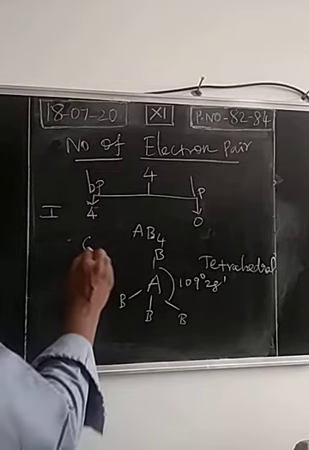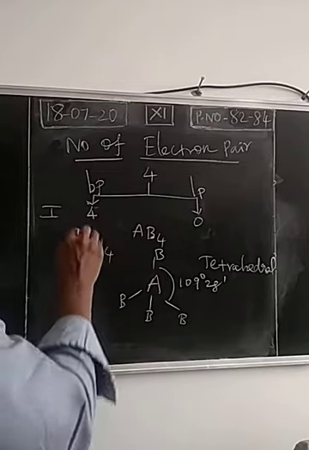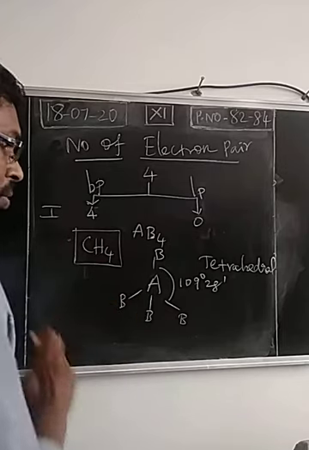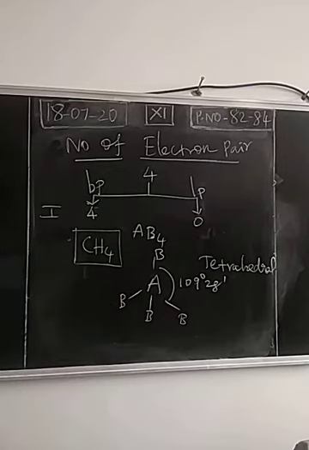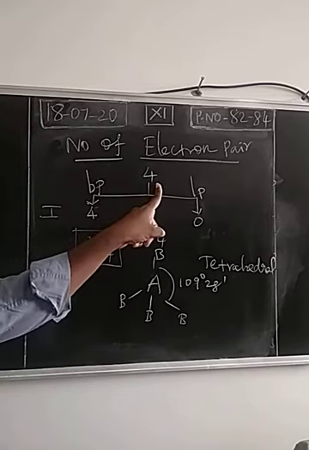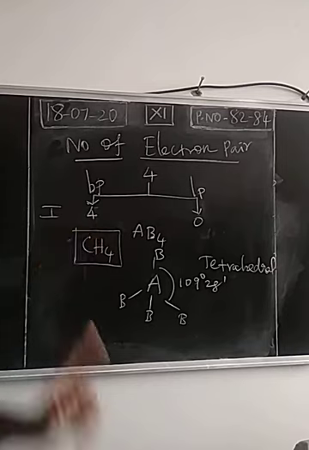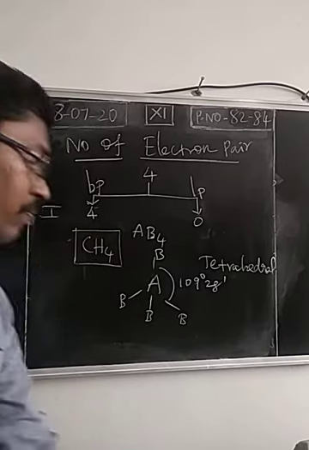So the simple example is, as we discussed, methane. Central atom will be carbon, combining atoms will be hydrogen. So this is a molecule containing 4 electron pairs around the central atom. All the 4 electron pairs present as bonded pairs. No lone pair of electrons. Next.